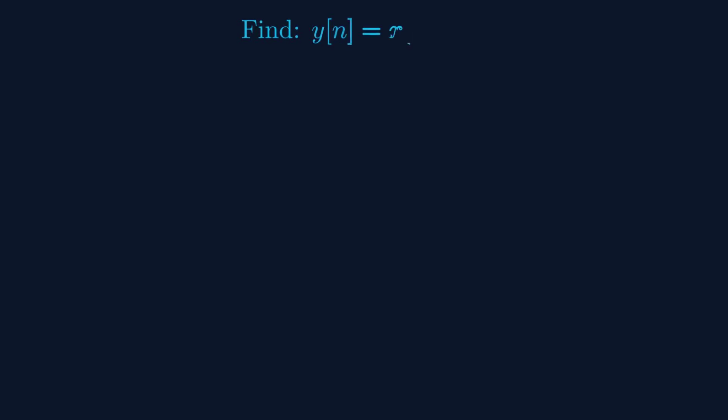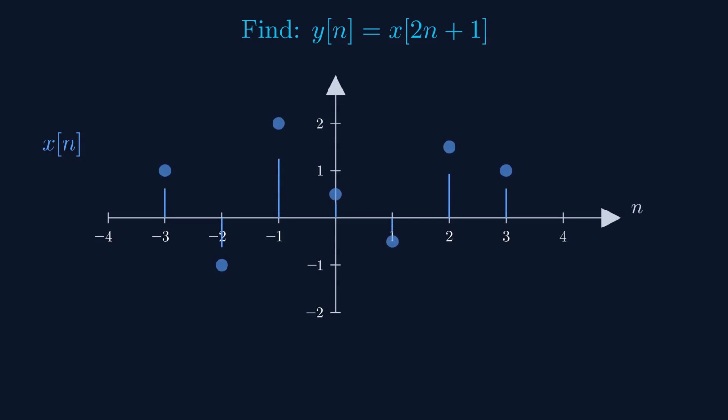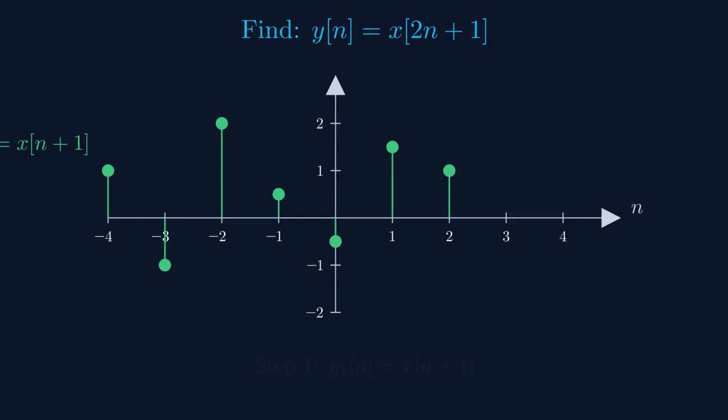Let us work through a concrete example. Given x[n], find y[n] = x[2n + 1]. Step 1. Shift. Compute y1[n] = x[n + 1]. This shifts the n = 0 pointer one position to the right in vector notation. Step 2. Scale. Compute y[n] = y1[2n].